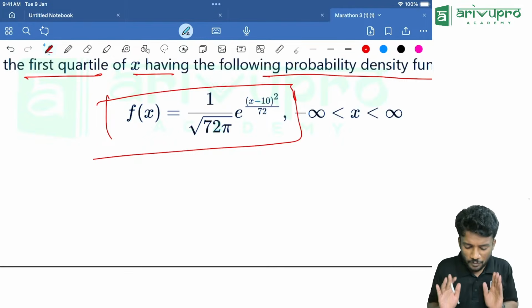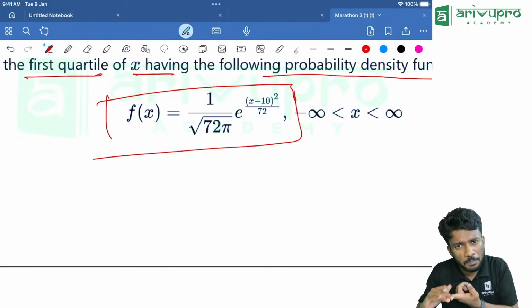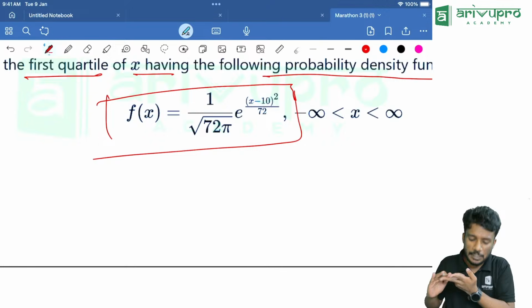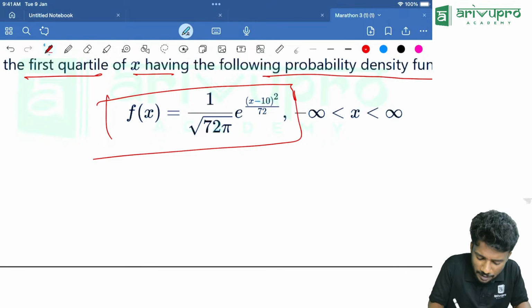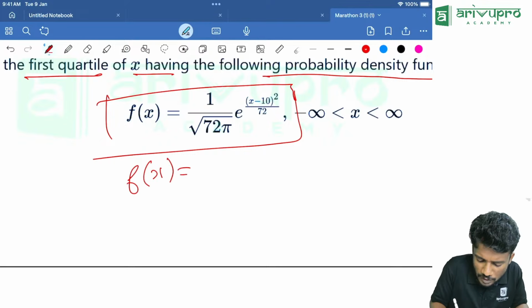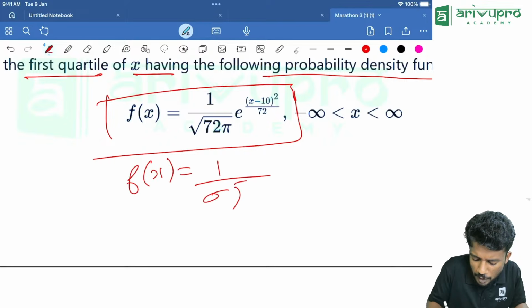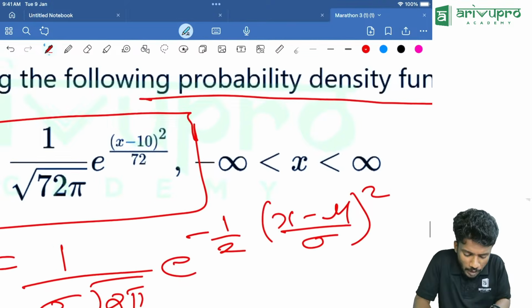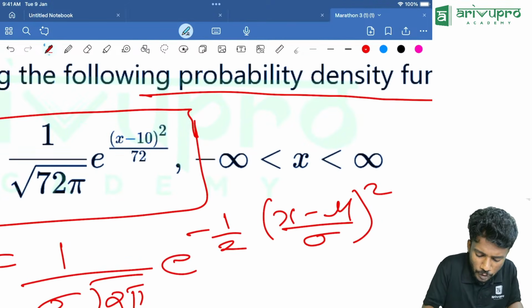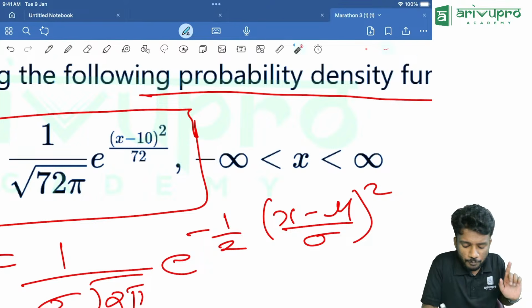Now people, we need to find the value of sigma as well as the value of mu. What do you think is the value of mu? What is the general formula? f of x is equal to what? 1 by sigma root of 2 pi e raised to minus 1 by 2 (x minus mu divided by sigma) the whole square. Now you compare both the equations. Now you tell me what is the value of mu.